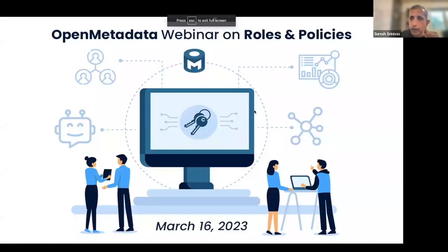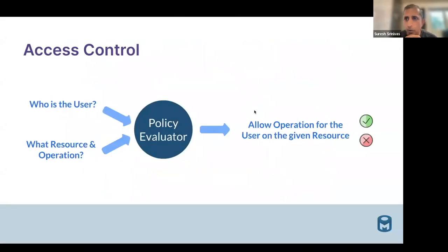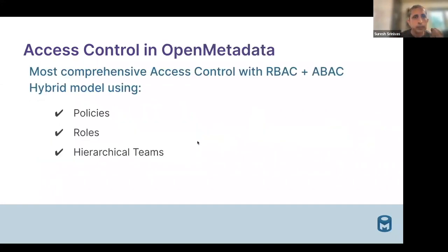So let's quickly look at how access control works. Access control is based on who the user is. The user has to be authenticated and their identity verified, and what operation the user is performing on what resource. Now, based on the privileges and the policies set in OpenMetadata, the policy evaluator will say whether the operation is allowed on a given resource or not. So that is access control in a nutshell.